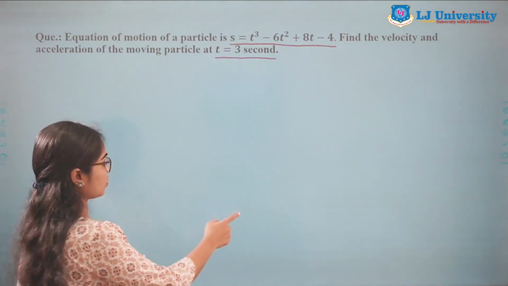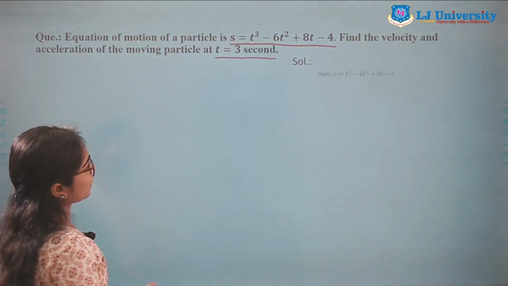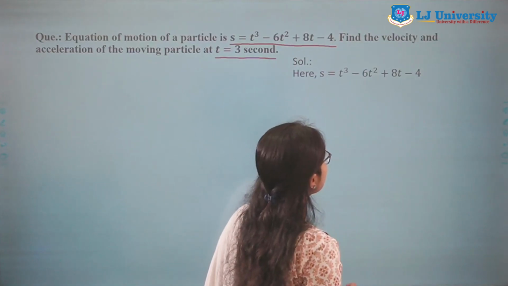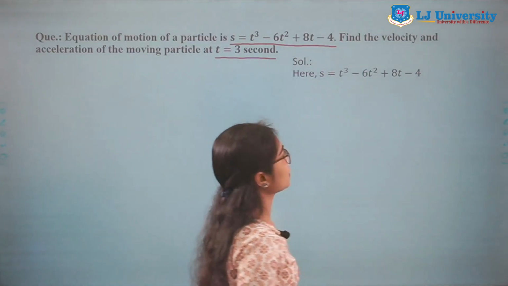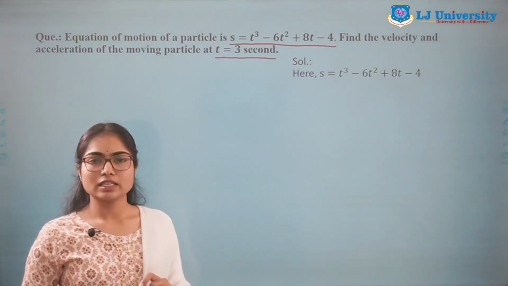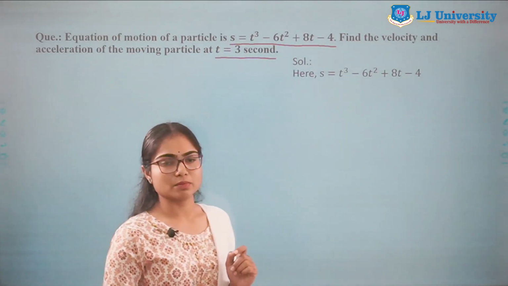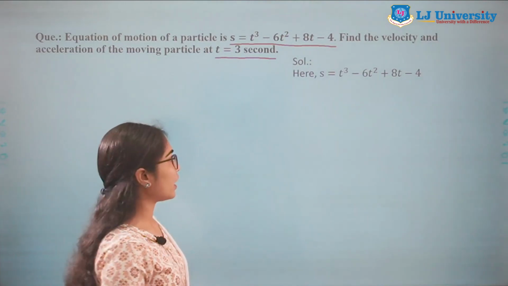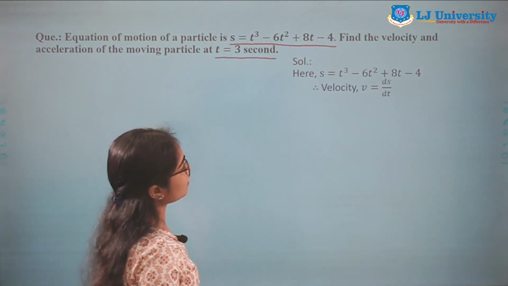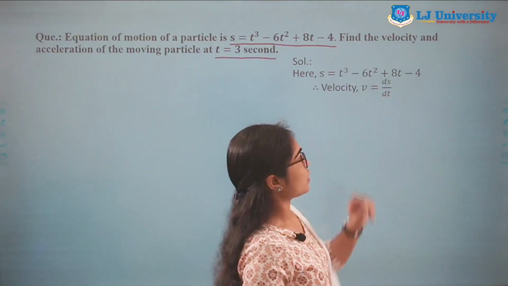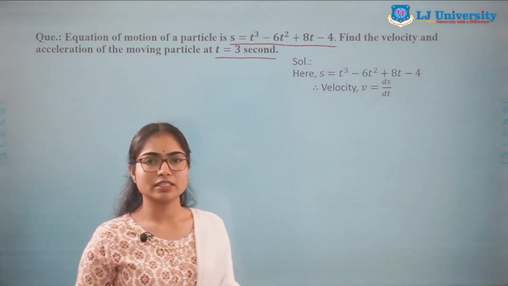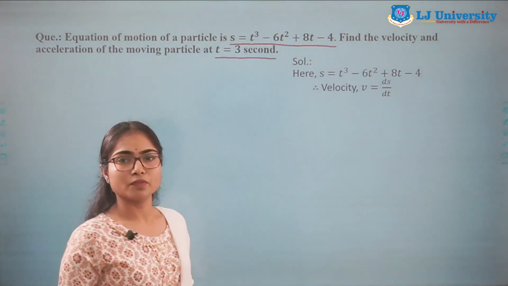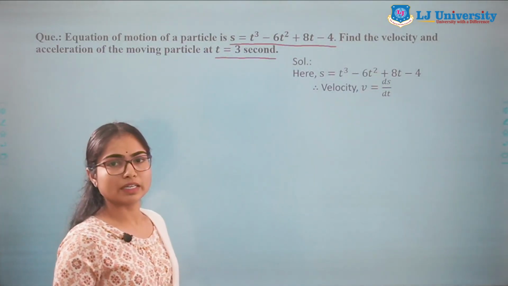Let's do the solution. Here we are given s equals t cube minus 6t square plus 8t minus 4. This equation is for displacement, that is s is displacement here. Now we have to calculate velocity. What is velocity here? That is change in displacement upon change in time. So here we have to calculate the derivative of s with respect to time t.